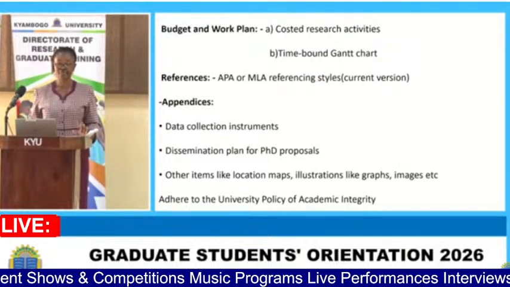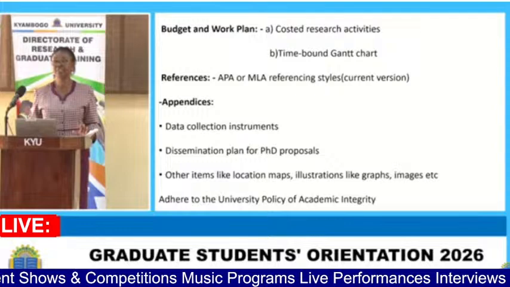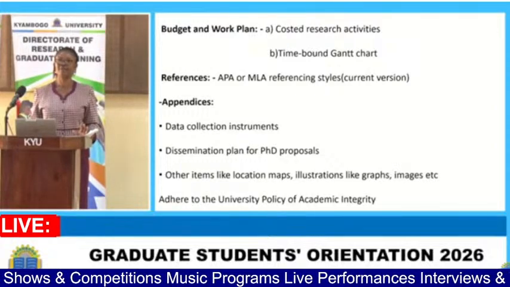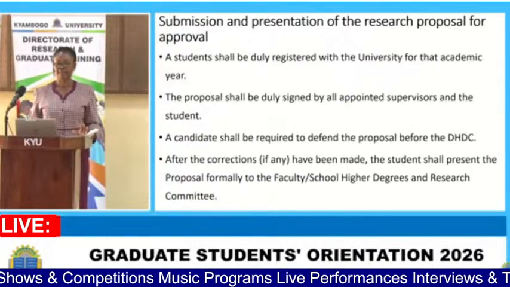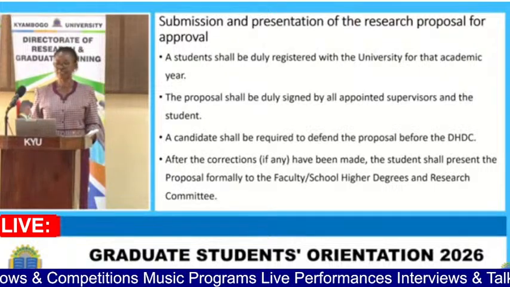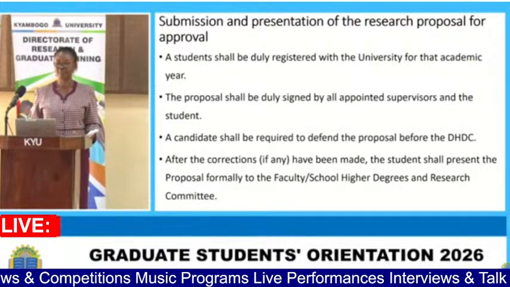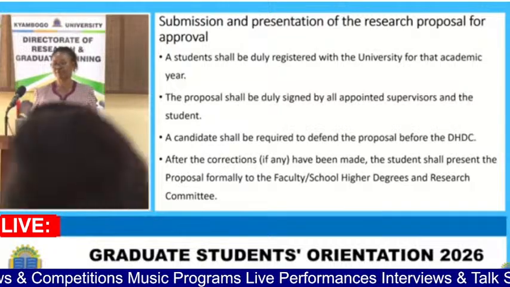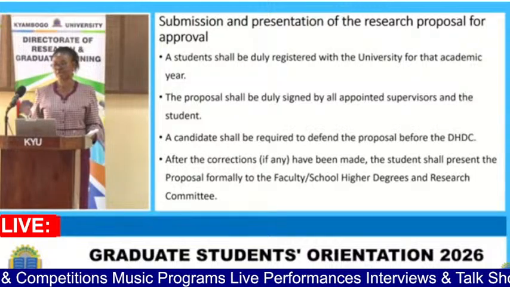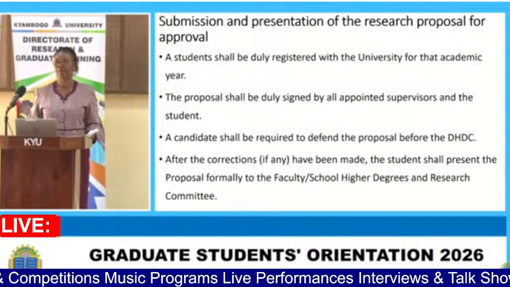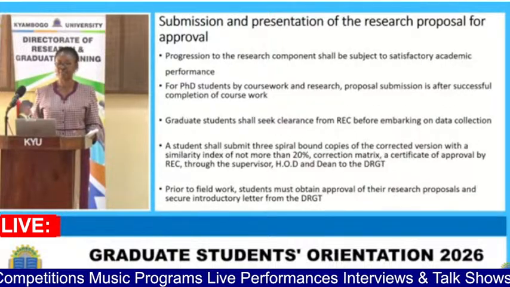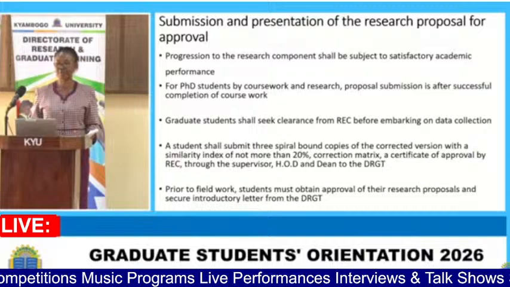Then another key aspect, adhering to the university policy of academic integrity. That one is very, very important. And being duly registered, we've talked about it. The proposal being fully signed by the supervisors and you, the student, defending the proposal at departmental level, attaching a correction matrix. They are very important. And in the final submission, what are we looking for?